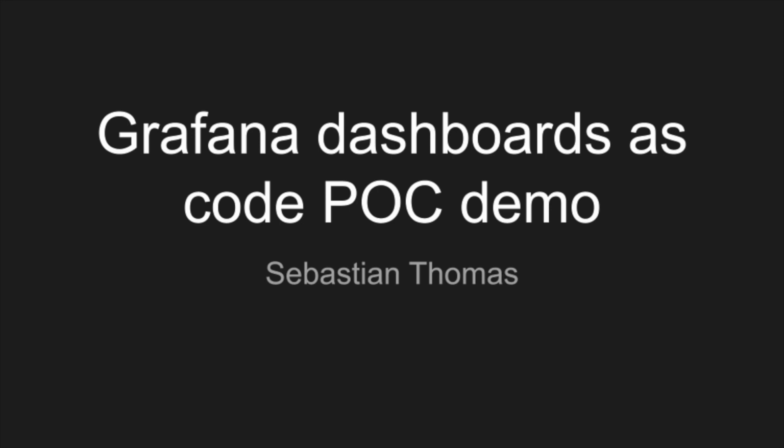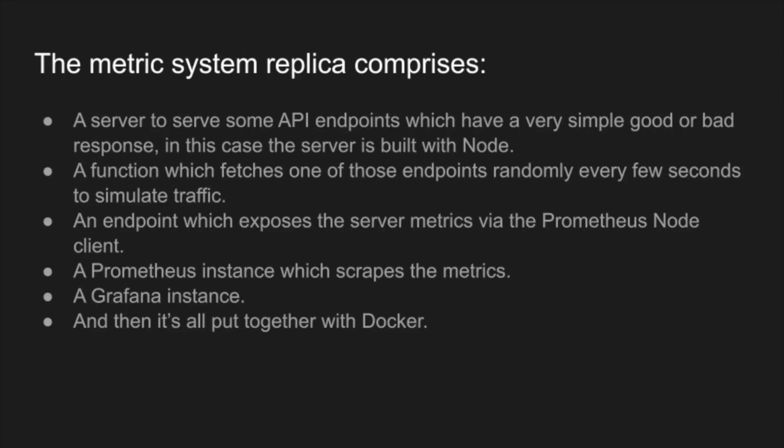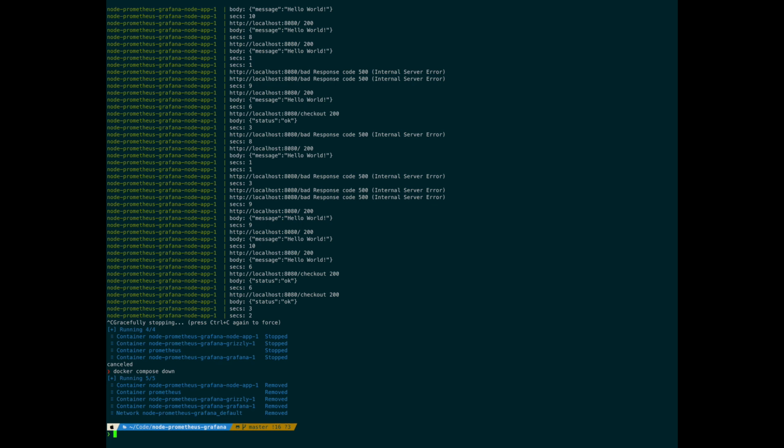I've tried to create a very simple replica of our current system. So what we have is a server to serve some API endpoints which have very simple good or bad responses. In this case, the server is built in Node. A function which fetches one of those endpoints randomly every few seconds to simulate traffic. A metrics endpoint which exposes the metrics via the Prometheus Node client. A Prometheus instance which scrapes the metrics, and a Grafana instance. And then it's all put together with Docker. So let's run it and see what it looks like.